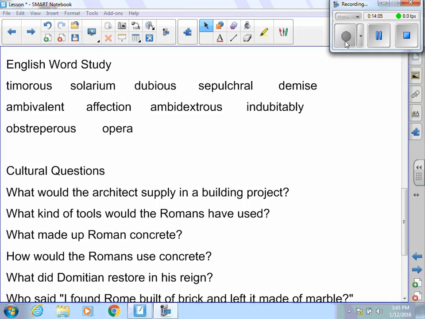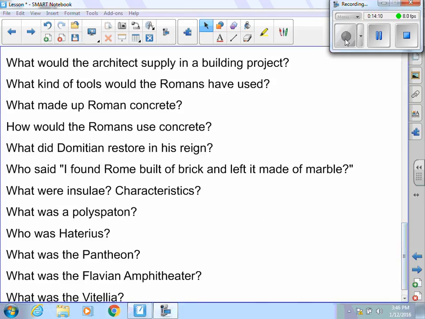Okay, cultural questions. What would the architect supply in a building project? Not much. He's going to make some drawings up. He's going to design it. He might give some technical advice, but he's really not going to participate too much in actual construction other than saying this goes here and this goes there, or that doesn't look good, that looks good. What kind of tools would the Romans have used? Well, they had crowbars to move some of those stones around. They had chisels, trowels, things like that. Things that are in our toolbox they wouldn't have had. They wouldn't have had any power drills, no screwdrivers.